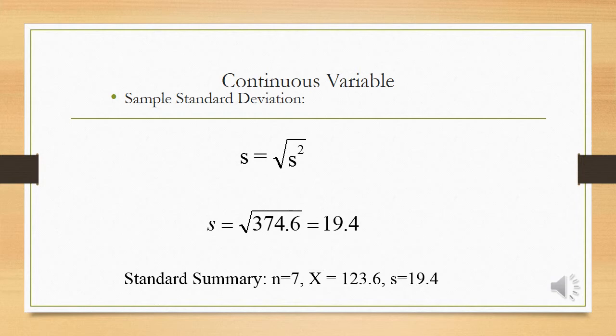On this slide, from the sample variance, we just take the square root. So the square root of the variance gives us our standard deviation. The square root of 374.6 equals 19.4, which is your standard deviation. And then for a standard summary of the data, n equals 7, which is your number of data points, x bar represents the sample mean, which is 123.6, and the standard deviation is 19.4.